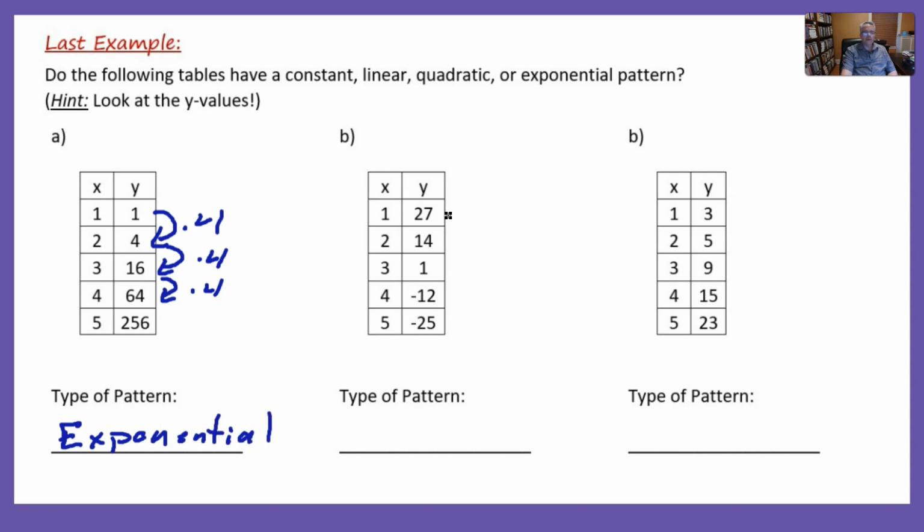Okay, let's look at this one. This is going down by 13. And this is going down by 13. And that's going down by 13. And the last one, we're subtracting 13. When we keep adding or subtracting a number, when it's changing at a constant rate, that is an example of a linear pattern.